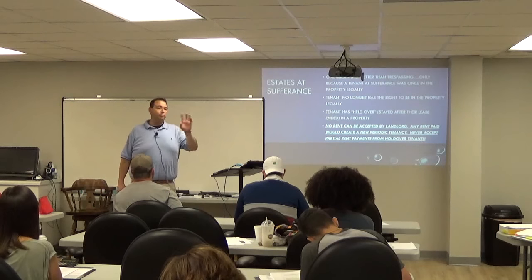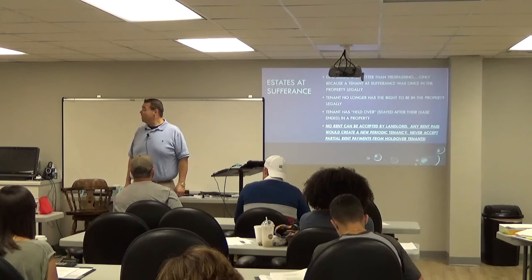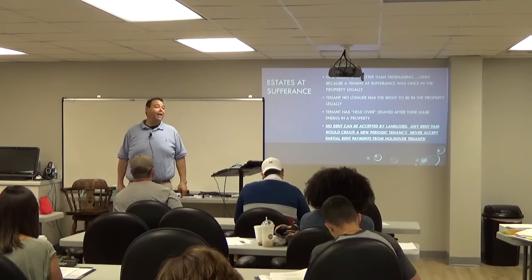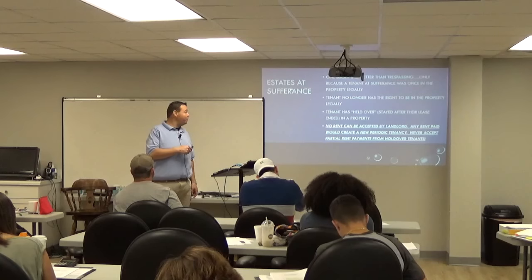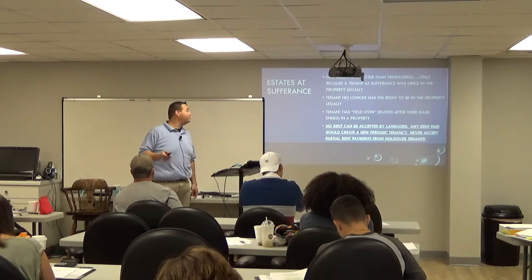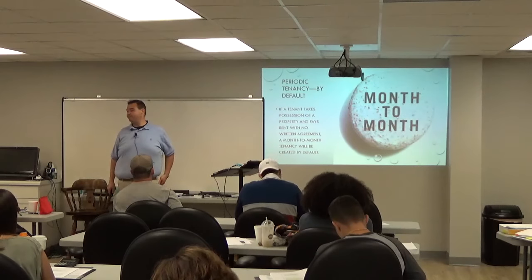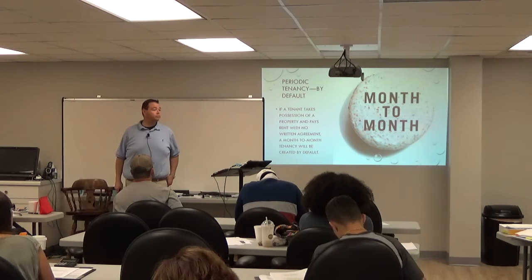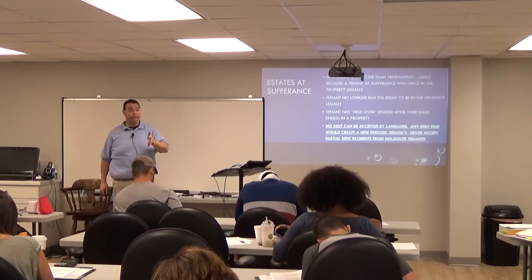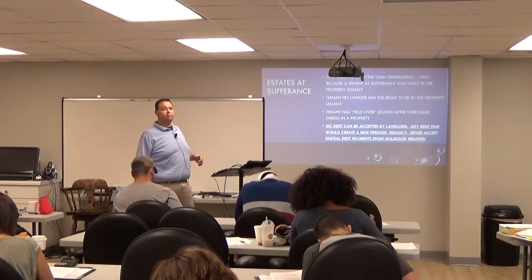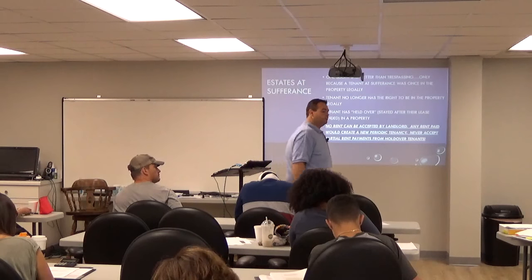Okay? These are the ones you have to be very wary of, because these are the ones that will want to pay a partial rent payment. And if you take that partial rent payment, they go straight from being at sufferance to what? They go back to periodic tenancy. Month to month. Okay? So a big key of estate at sufferance is no rent. We call them holdover tenants sometimes too. And these ones are the ones that are hard to get out.